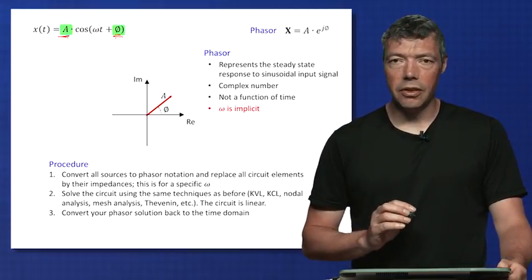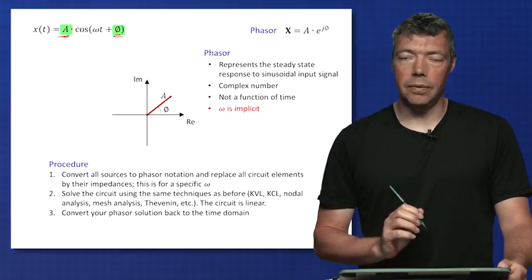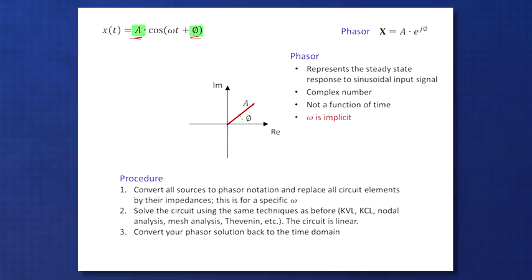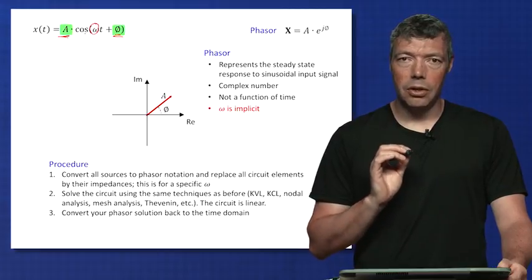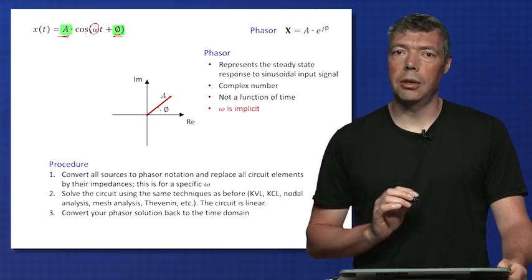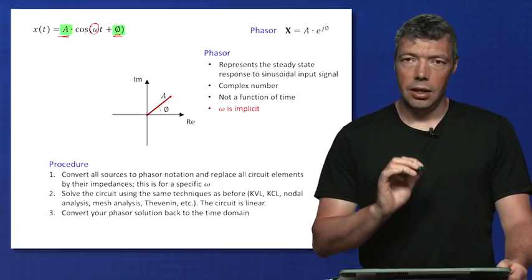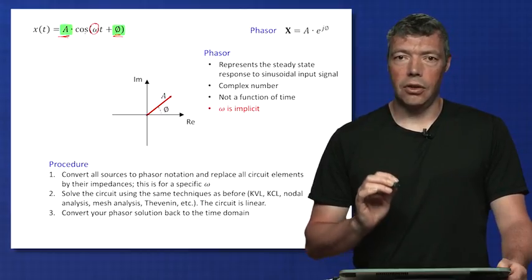The phasor itself doesn't rotate. It's basically just a fixed vector. And what's important is that this omega here, that I also need to write my complete sine wave, is implicit. It's the same omega as the omega of my source. What are we trying to do here? We're trying to find all the currents and voltages in our system, and they all are going to be sine waves. And the way we're going to find these sine waves is by doing phasor analysis on my circuit.